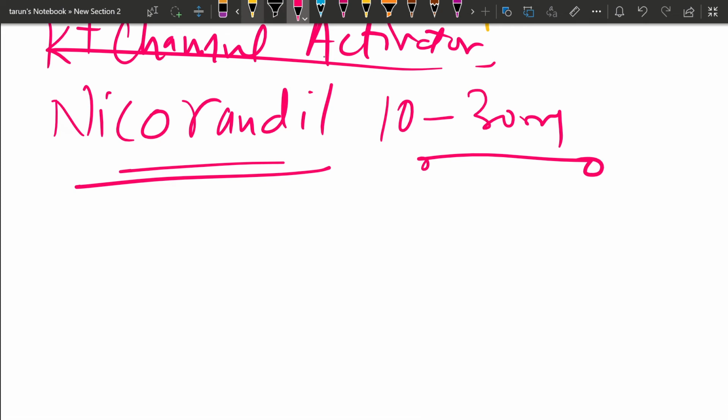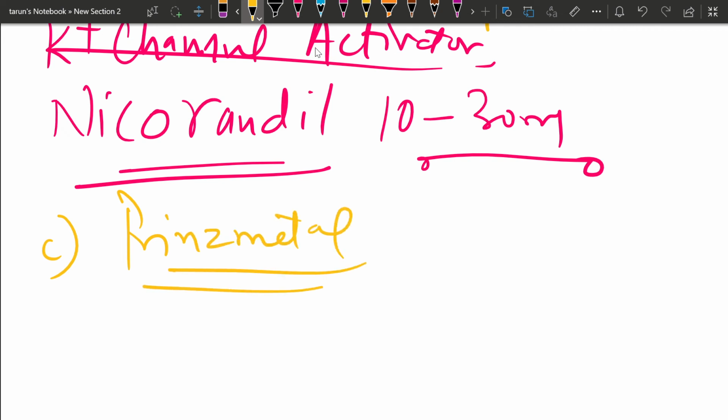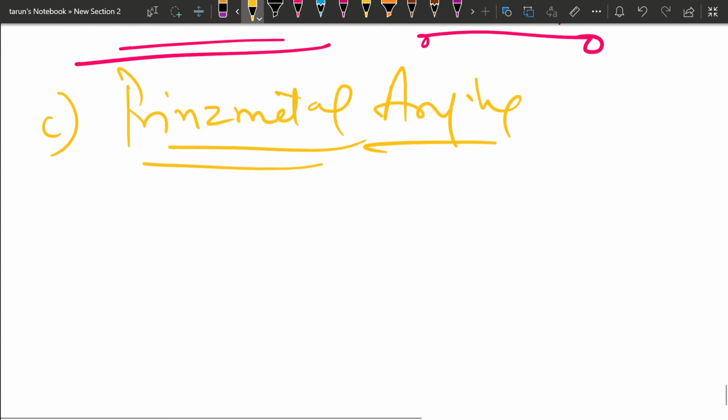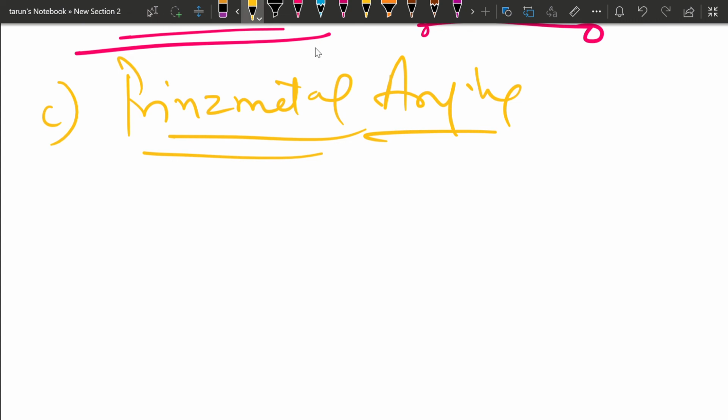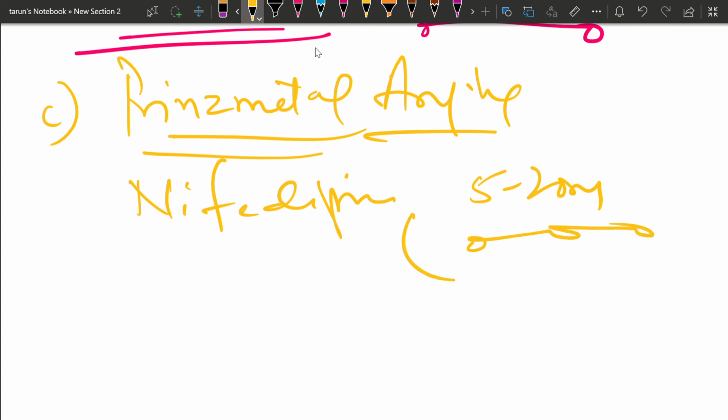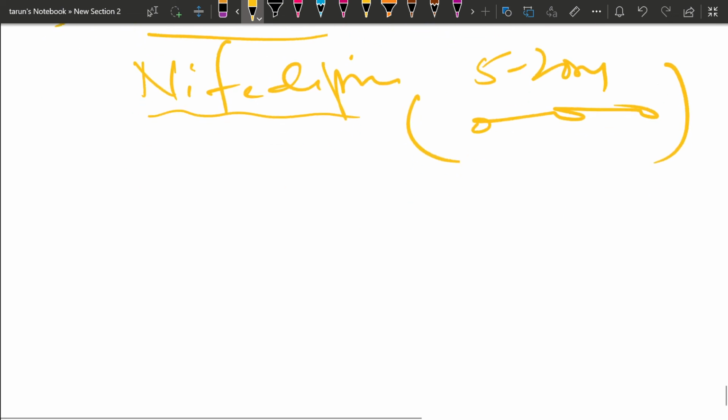Now again, for the prevention of future attack, for Prinzmetal angina, this angina is a variant angina. There are paroxysms of chest pain. For Prinzmetal angina, you can give nifedipine 8 hourly orally. You can add nifedipine. The dose is 5 to 20 mg 8 hourly. That is TDS dose you can give for Prinzmetal angina. You will add the nifedipine.